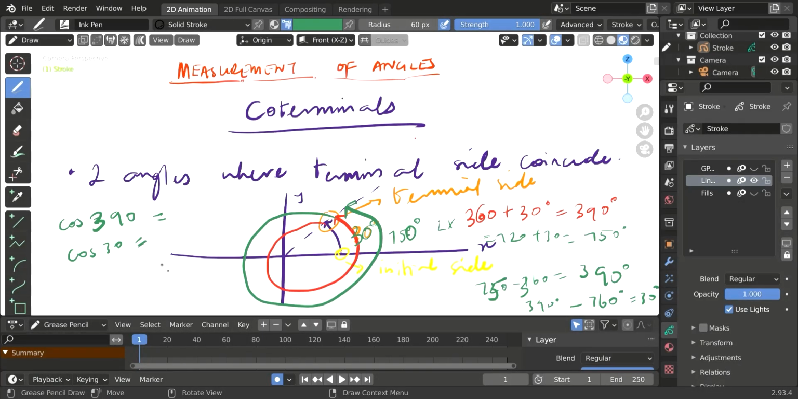So if you check, let me check my calculator now. If you check cos 390, it will give you 0.866. Similarly, cos 30 will give you 0.866. So I just wanted to clarify that before we dive into the exercise from the video.